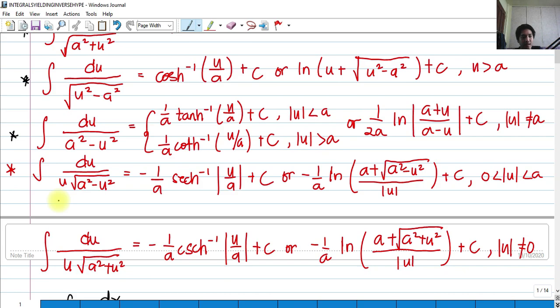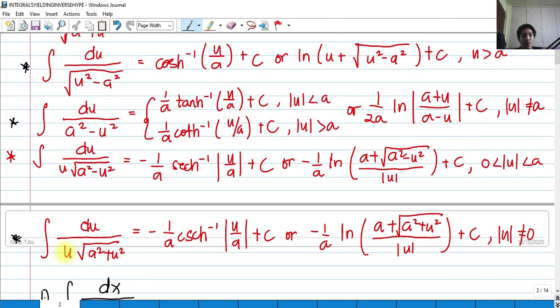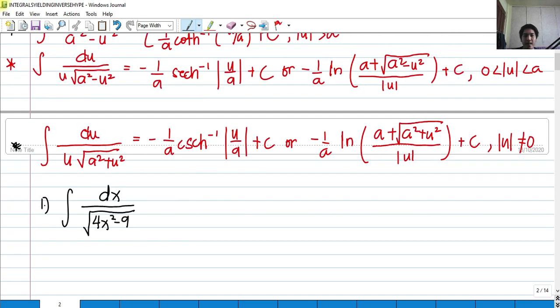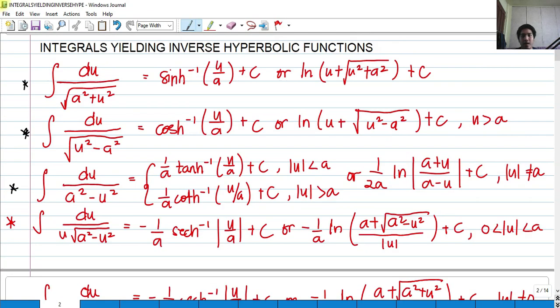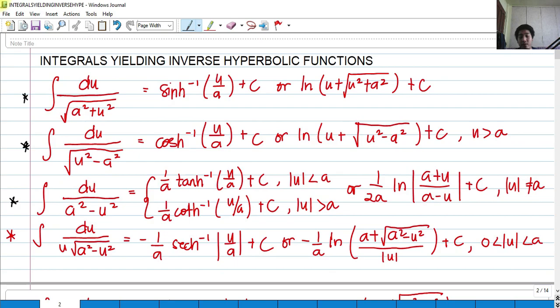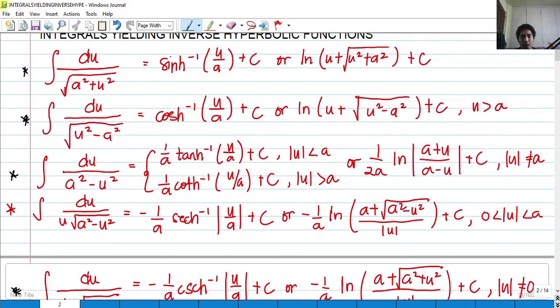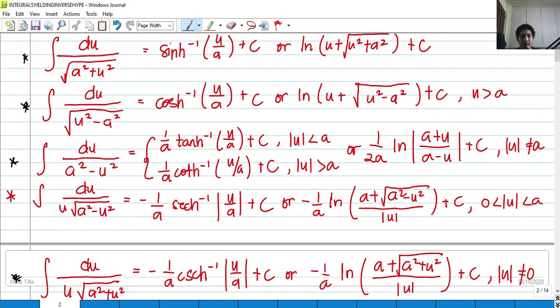And lastly, we have the integral of du all over u times the square root of a squared plus u squared. So we have this formula, and so forth. We actually need to familiarize ourselves with these in order for us to solve. So in this video, I'll be glancing back at our formulas for us to be able to recall them.